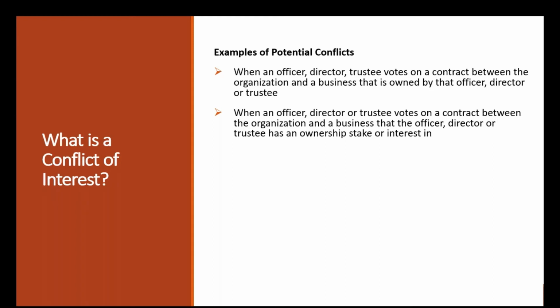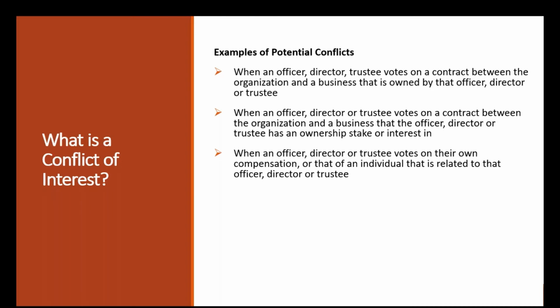Still pretty straightforward. Third example is when an officer, director, or trustee votes on their own compensation as a staff member of the organization, or the compensation of an individual that is related to that officer, director, or trustee. So if I'm on the board and it just so happens that my sister's husband is the CEO, voting on that individual's compensation presents a conflict.